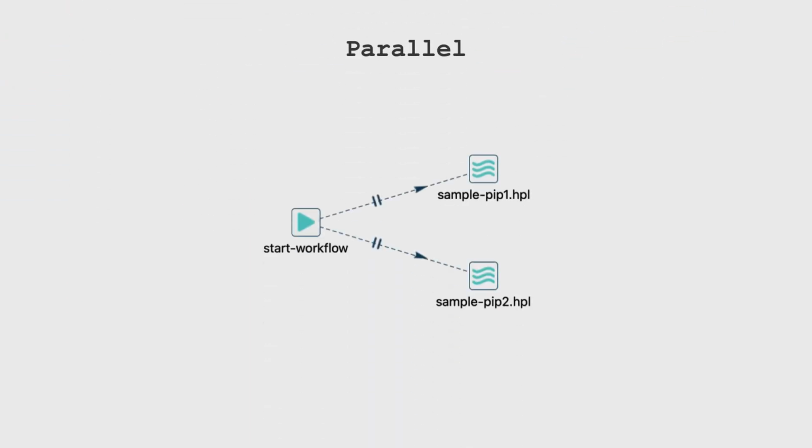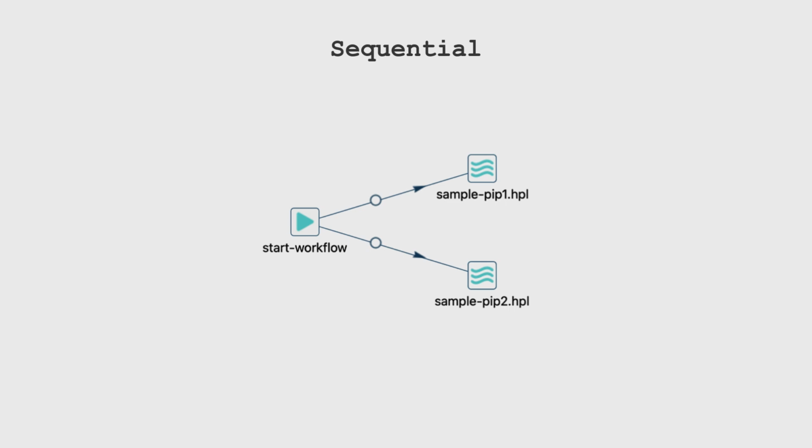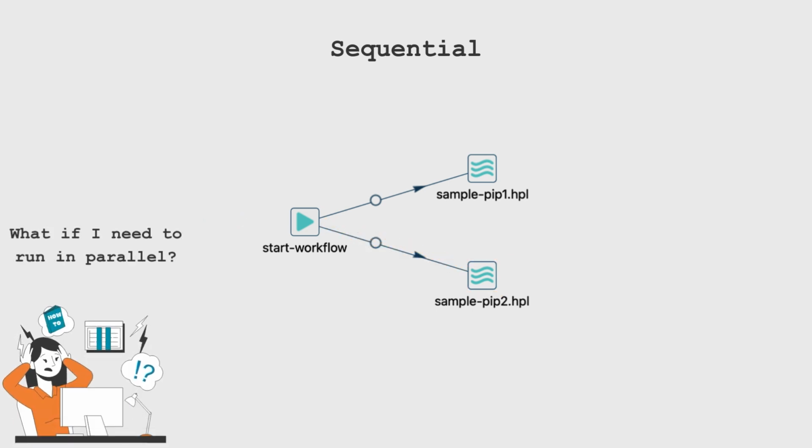However, there are situations where you may wish to deviate from these defaults and, for example, run workflows in parallel. While a workflow action can have multiple outgoing hops, this doesn't imply parallel execution. By default, all actions are executed sequentially in the order they were added to the workflow. For instance, in the example below, the workflow will first execute sample pipeline 1, followed by sample pipeline 2. But what if I need to run in parallel?